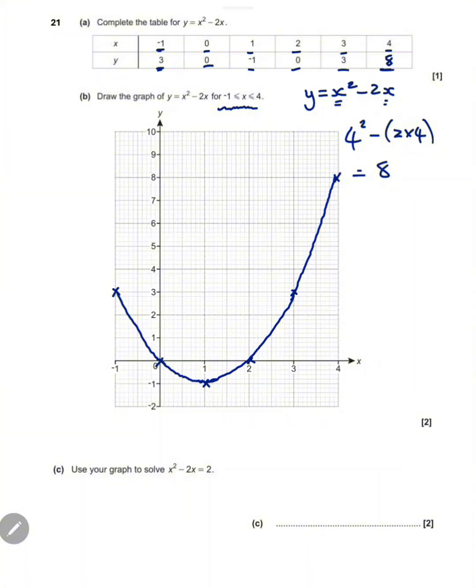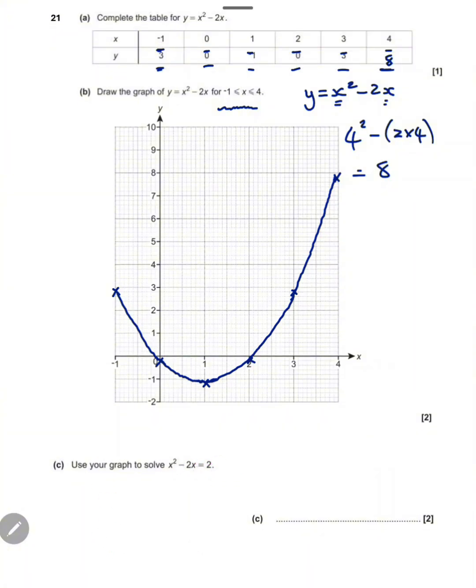And part C says, use your graph to solve this weird thing. Well, if we compare that to the graph we've just drawn, we've got an x squared minus 2x, and we've got an x squared minus 2x. Here we've got a 2, and here we've got a y. So the y has been replaced with a 2. Y is 2. That's what I'm looking to draw.